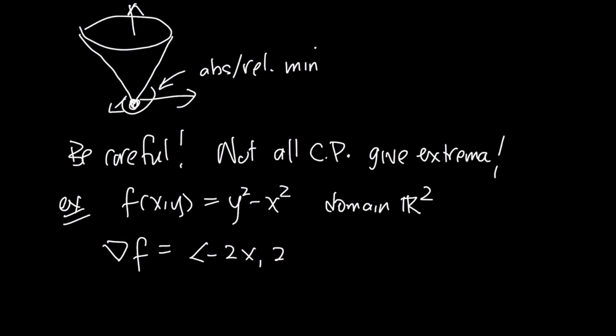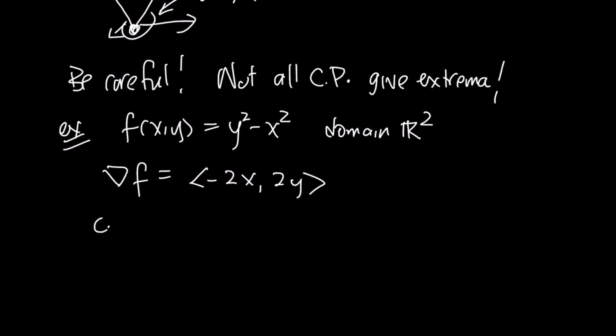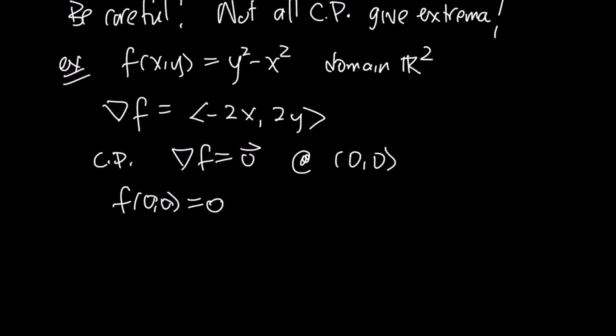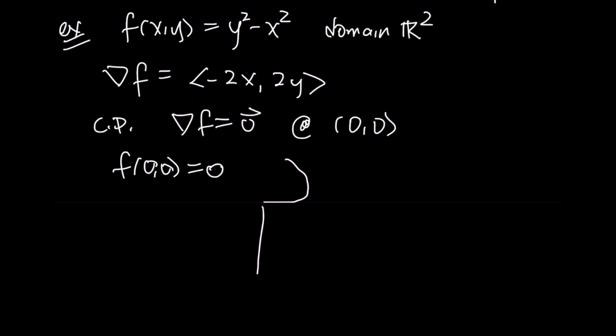This gradient function exists for all x and y, so there's only one critical point, and that happens when the gradient is equal to 0. This occurs at the point 0, 0. f of 0 and 0 is equal to 0. But we can't make that type of argument that we made earlier, and a picture of this function will help to explain why that is. This function is a hyperbolic paraboloid.